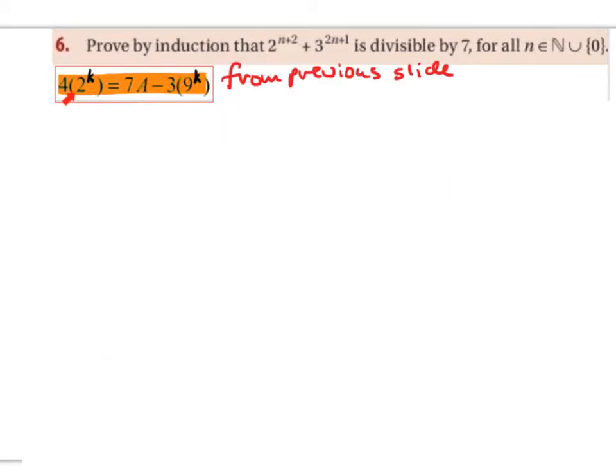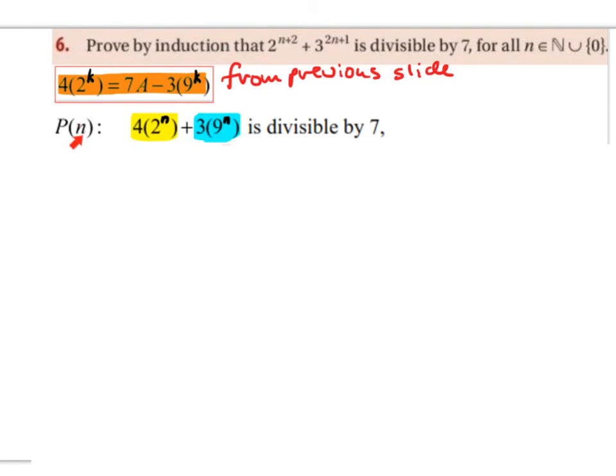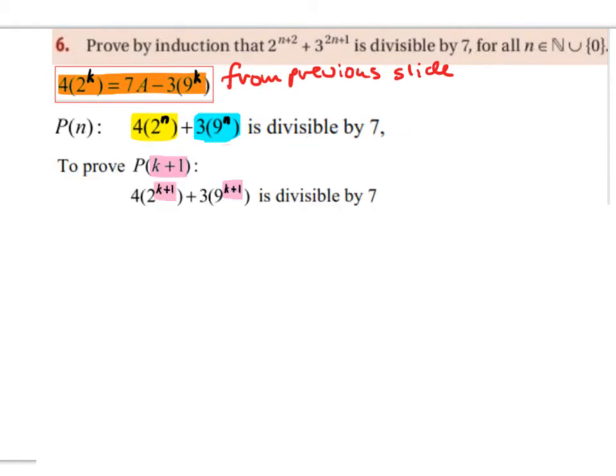So again, 4 times 2 to the power of k is equal to 7a minus 3 times 9 to the power of k. So we worked that out in the previous slide. So remember, p of n was that 4 times 2 to the power of n plus 3 times 9 to the power of n is divisible by 7. So now we want to prove that p of k plus 1, which is going to be 4 times 2 to the power of k plus 1, so swapping that n for k plus 1, plus 3 times 9 to the power of k plus 1, so swapping that n for k plus 1, is divisible by 7. So this is what we want to prove now.